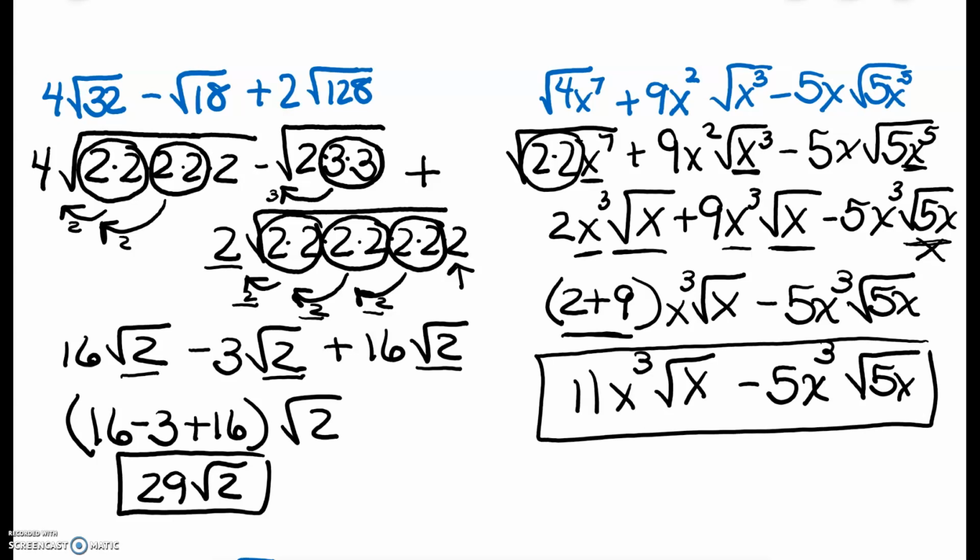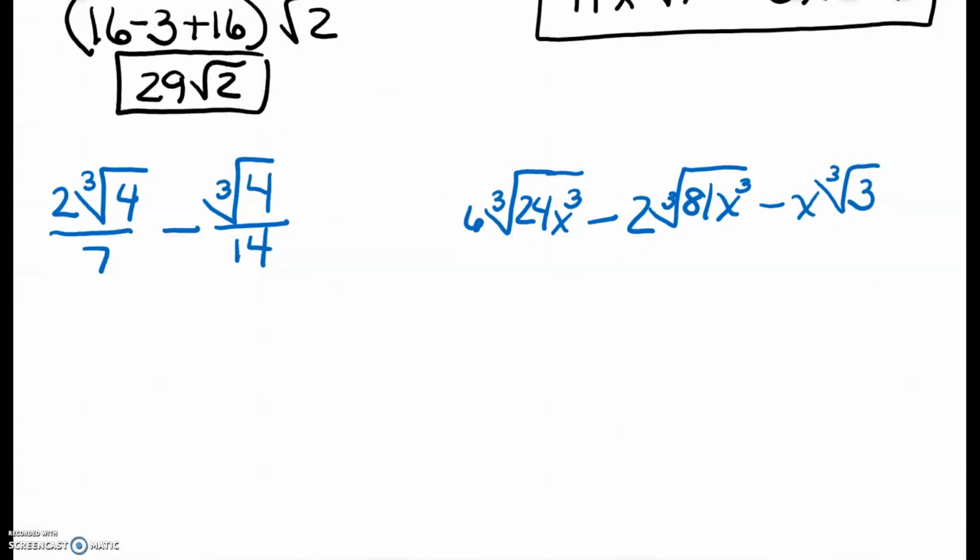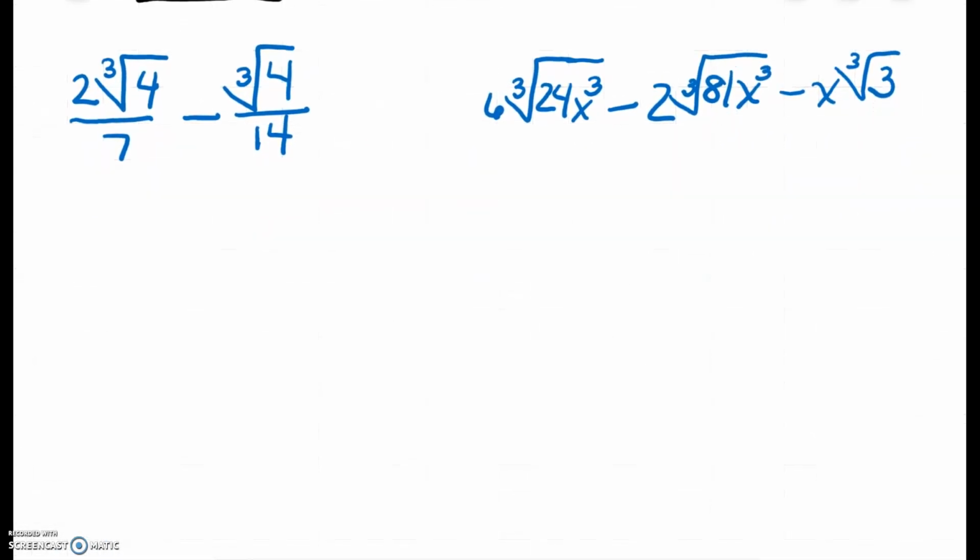So those were the 2 hardest problems we've done so far. So let's take a look at our last 2 examples. One of them is a fraction. So I notice I have the cube root of 4, and I know 4 breaks down into 2 times 2, and that's it. I don't have any groups of 3. But I do notice my denominators are not the same, and I know with fractions I have to have the same denominator.